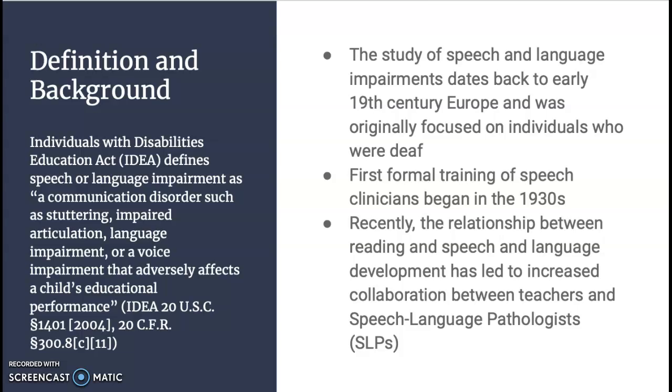The study of speech and language actually dates back to early 19th century Europe, where it was focused on individuals who were deaf. The first formal training, however, for speech clinicians began in the 1930s, so well over a century later. However, recently, the relationship between reading and speech language development has led to increased collaboration between teachers and SLPs, speech language pathologists. So, obviously this is a very long period of time from the start of speech therapy or speech and language till recent years, but there's been a lot of progress made over that time.